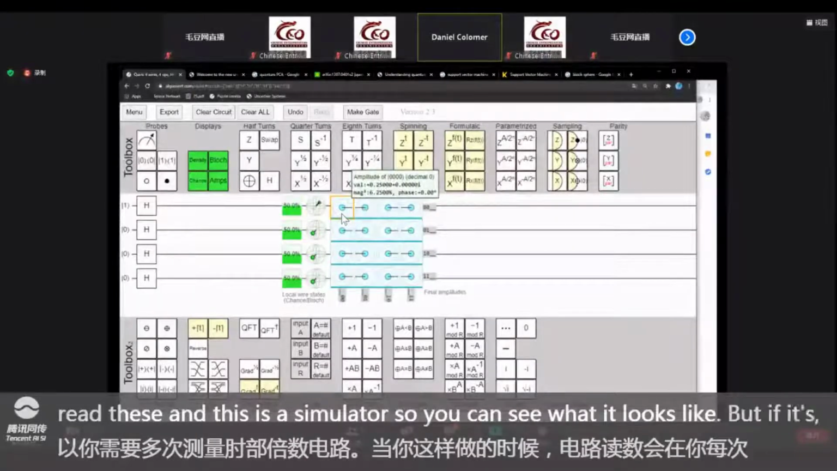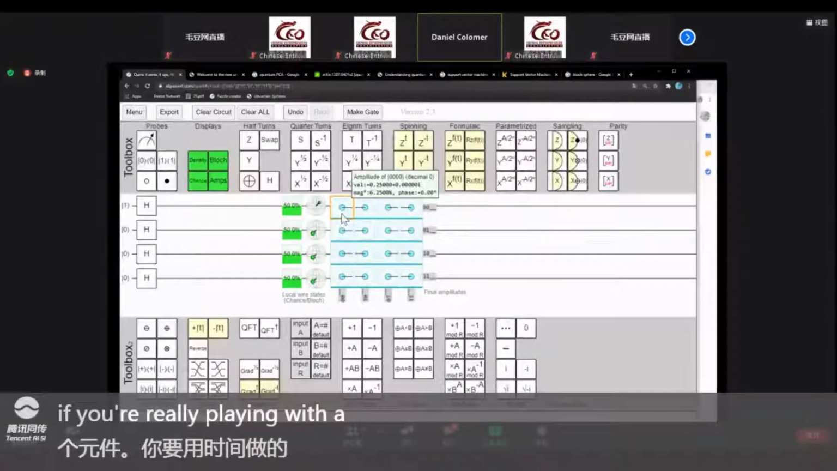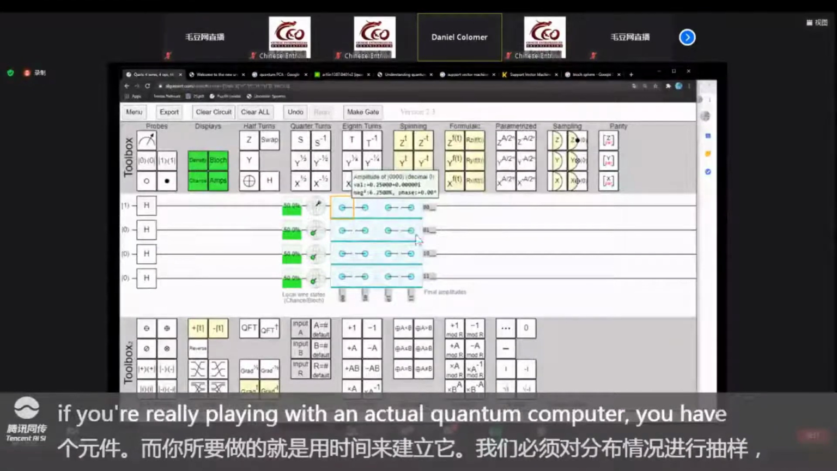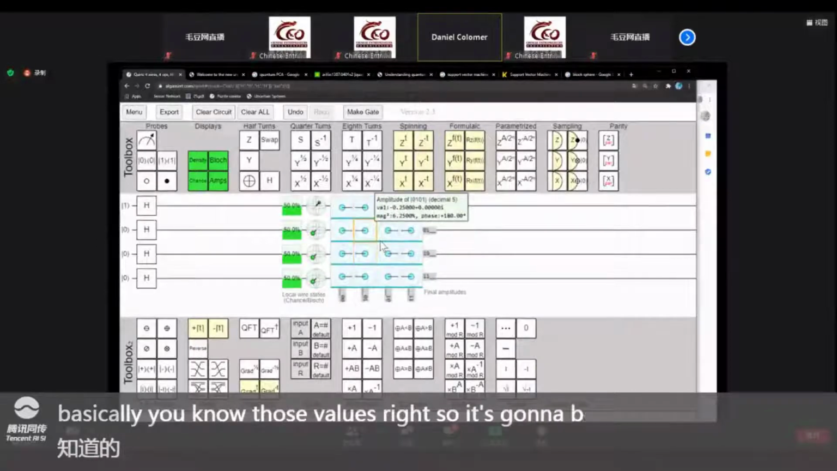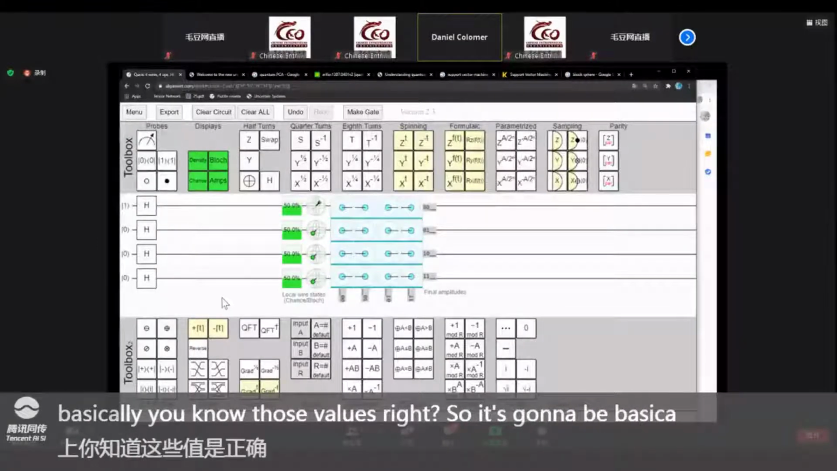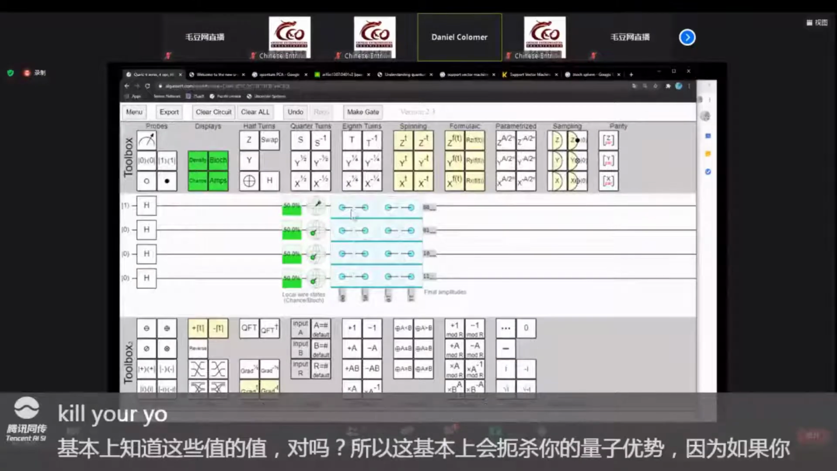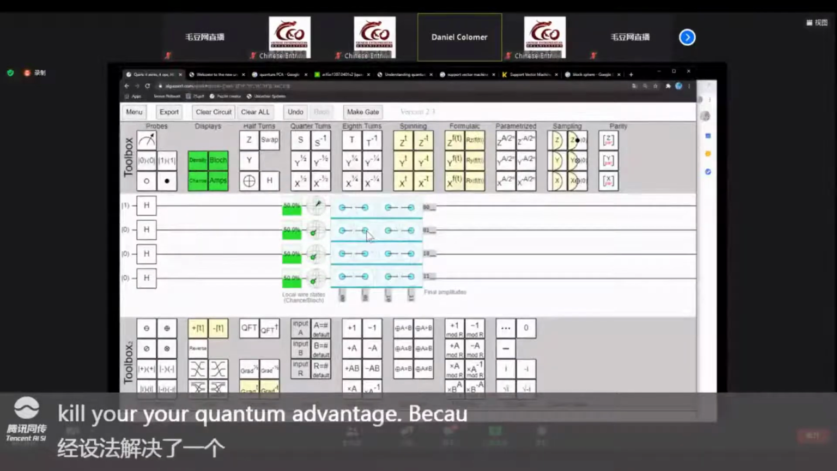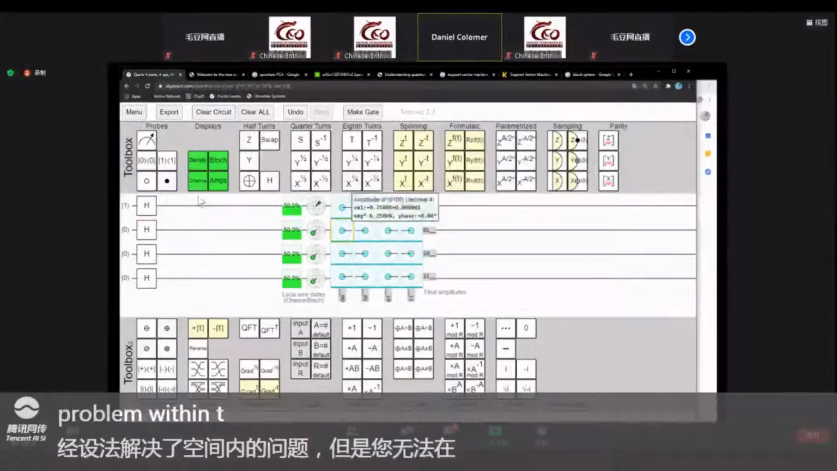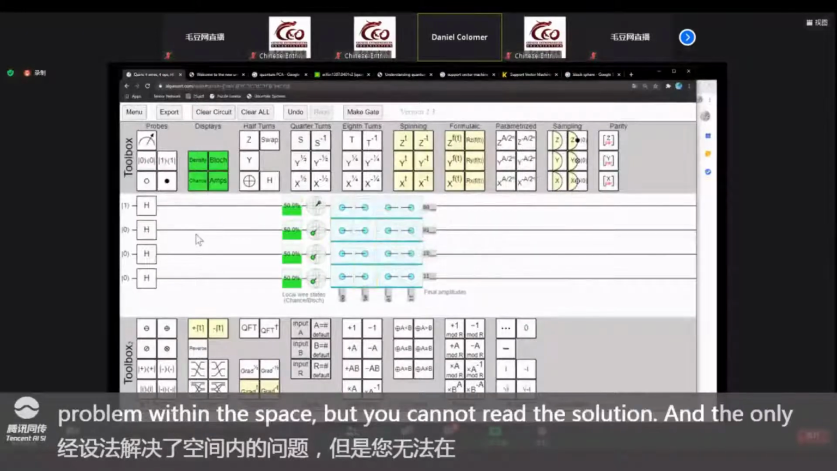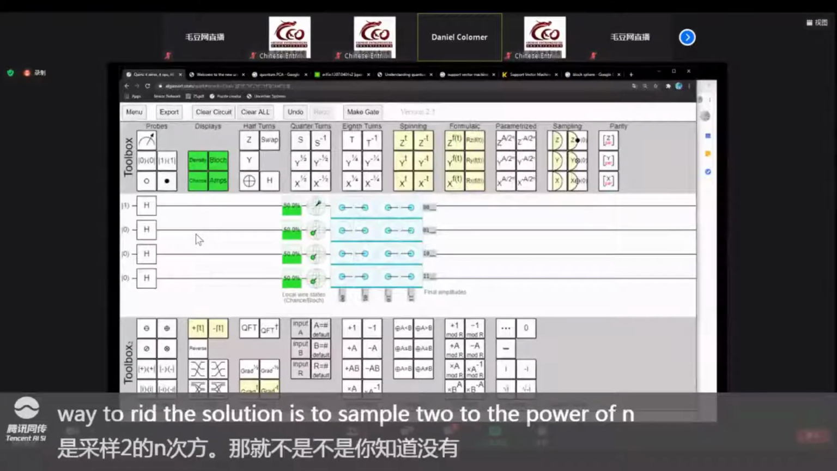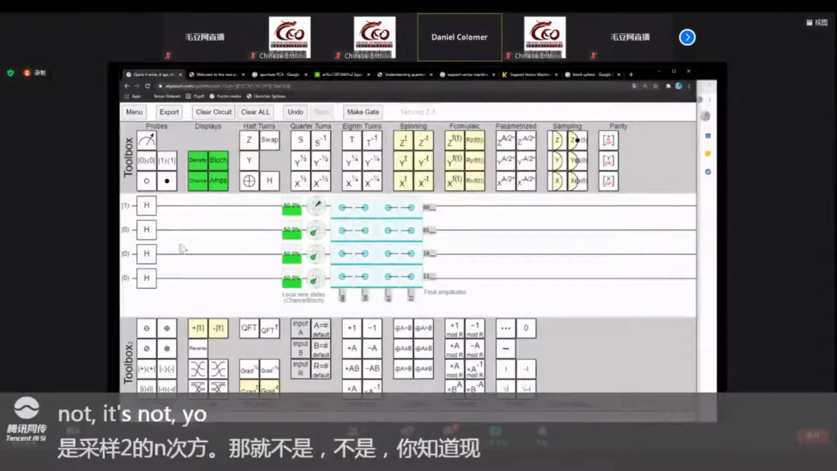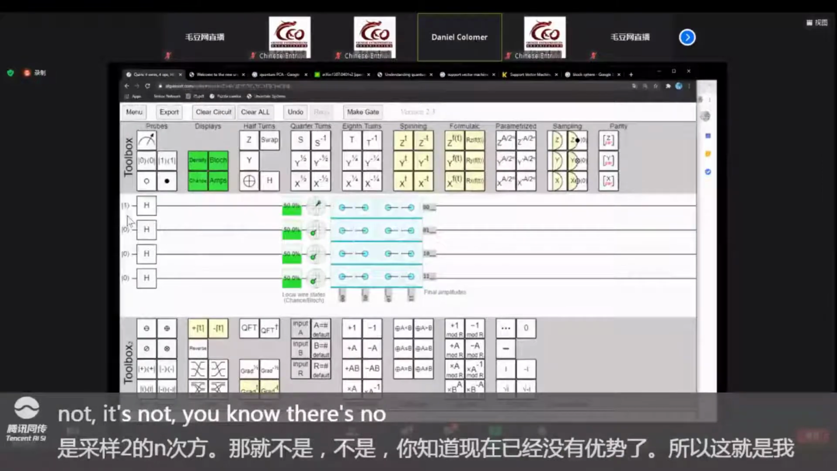And what you have to do with time is build up, we have to sample the distribution and get basically those values, right? So it's going to kill your quantum advantage, because if you've managed to solve a problem within this space, but you cannot read the solution, and the only way to read the solution is to sample 2 to the power of n times, then there's no advantage anymore. So that's the idea.